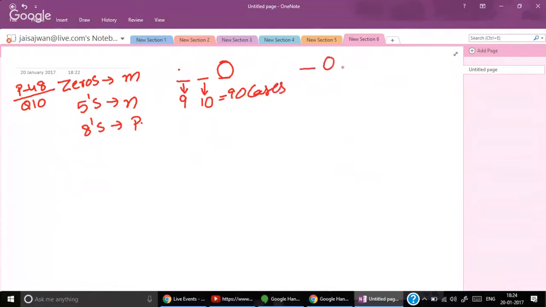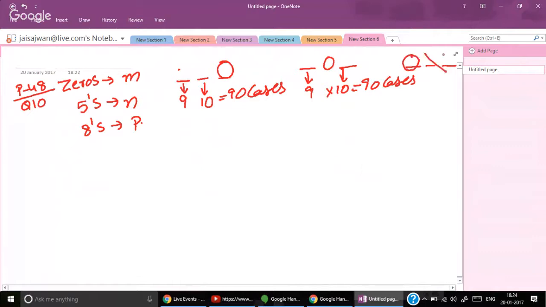What will happen if you fix 0 in between? Again, any of the 9 numbers can come here, and here it is again the same. That comes out to be 90 cases. 90 times you will find 0 at one of the positions. Of course, I cannot put 0 on the leftmost position because I want a 3-digit number. So that one would be wrong. So my value of m will come out to be 90 plus 90, which is 180.